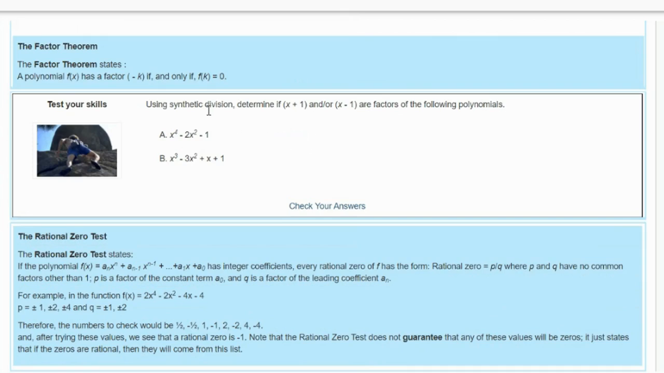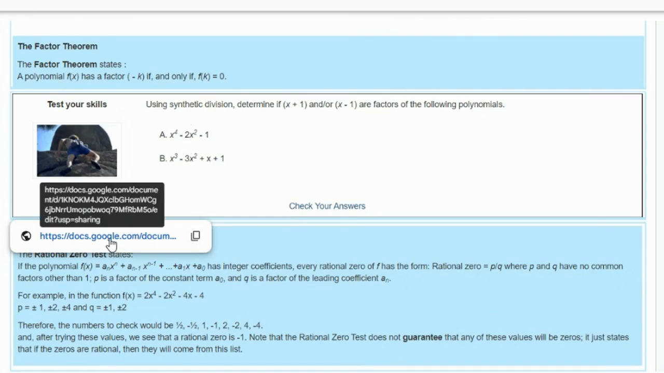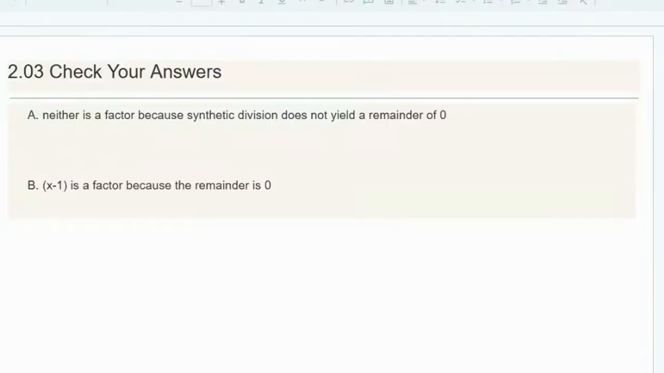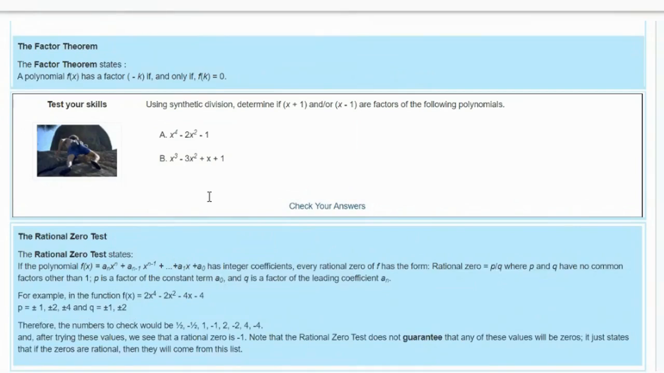So then you use synthetic division to determine if x plus 1 is a factor. I'll leave that one. You can do that one just for sake of time, but it does have where you can click this and check your answers. Basically, just checking to see if it has a remainder of 0 when you divide.